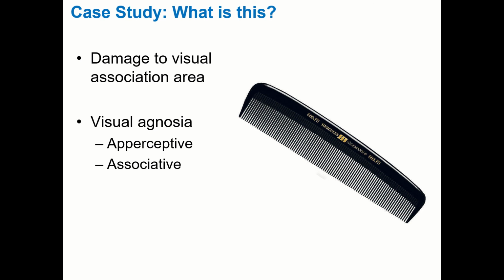As opposed to associative visual agnosia, which is where you can perceive the object, but it's stripped of meaning. So, for example, he would have been able to tell you it's a comb, and you said, okay, that's a comb, what's it do? You would have no idea. So you can't provide any of that extra contextual information. You can't place the object. You know what it is, but you don't know what it does. That is the associative agnosia.